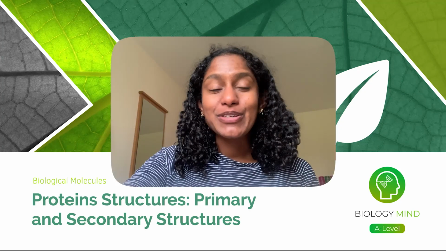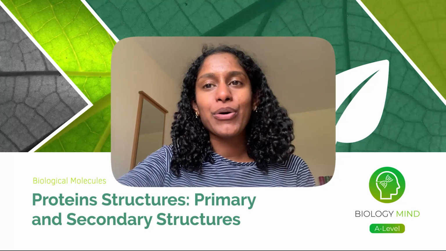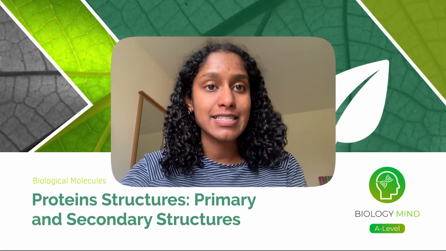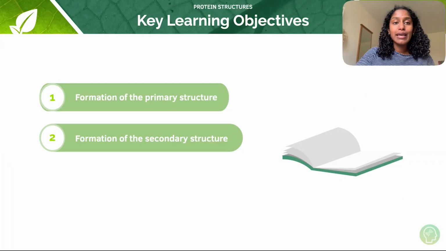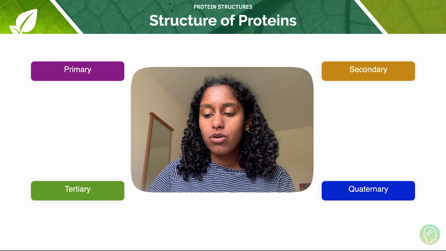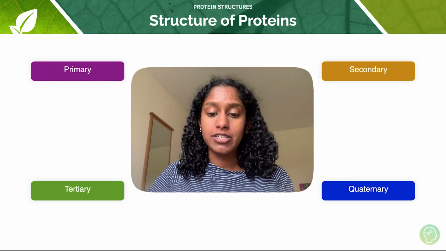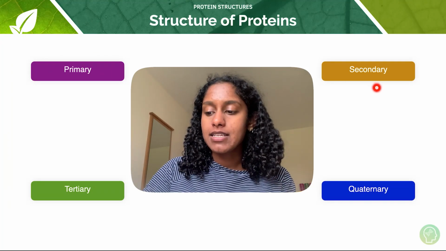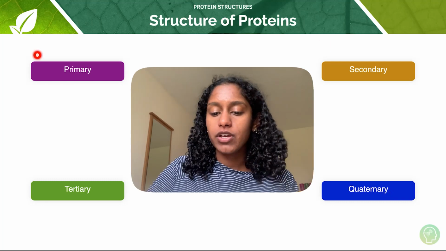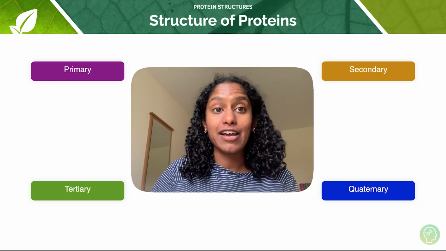Hello there and welcome to this Biology Mind A-Level tutorial on protein structures, where we're going to be having a look at primary and secondary structures. So our key learning objectives are number 1, to have a look at the formation of the primary structure of the protein, and number 2, you've guessed it, to have a look at the formation of the secondary structure of the protein. So there are various different types of structures of the protein, from primary to secondary to tertiary to quaternary. So today we'll just focus on these two, the primary and the secondary.